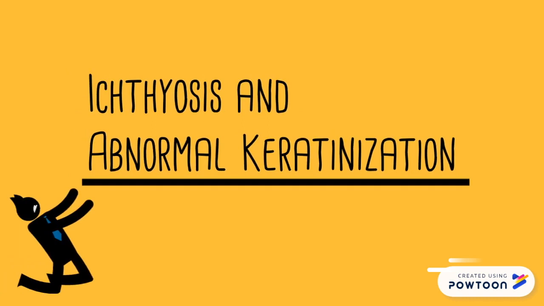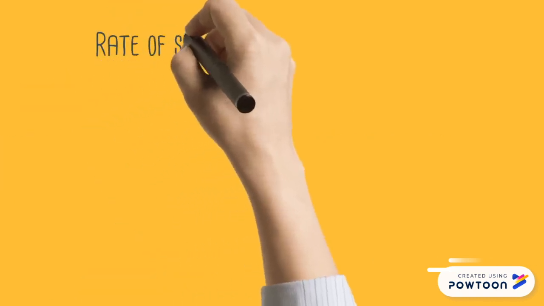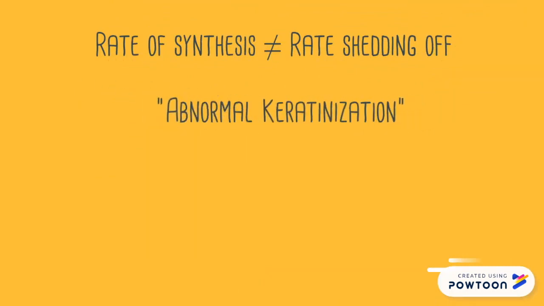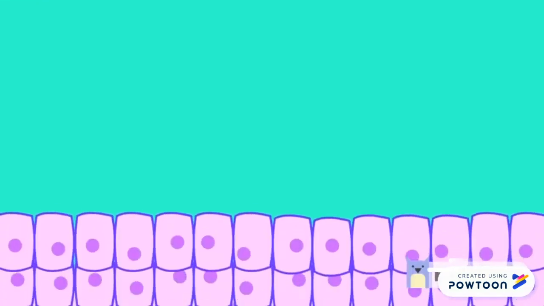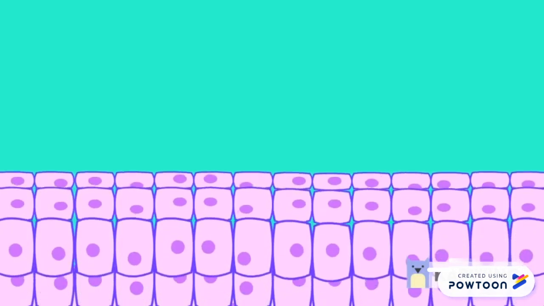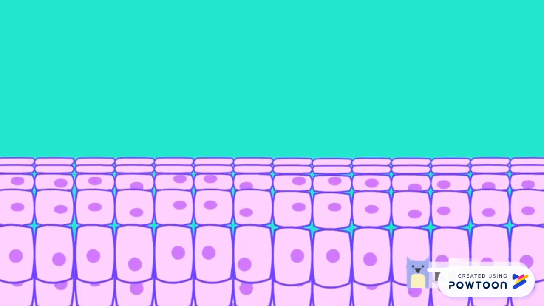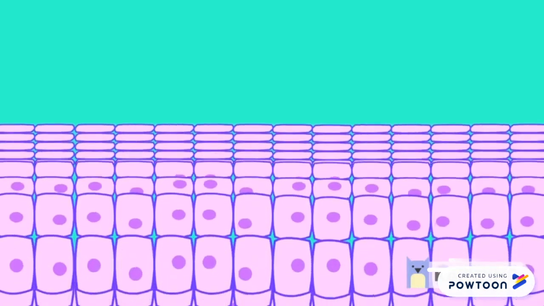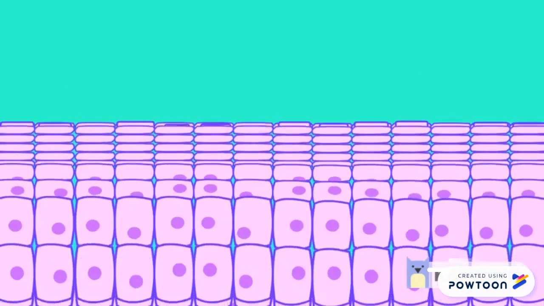Next, let's move on to ichthyosis and abnormal keratinization. If the rate of keratin synthesis is not equal to the rate of shedding, the individual can experience abnormal keratinization. If the rate of keratin synthesis is faster than the rate of shedding, this can lead to skin disease such as ichthyosis. The graphic shown here demonstrates abnormal keratinization when the rate of shedding is much slower than that of synthesis, resulting in the buildup of the upper layer of the skin.